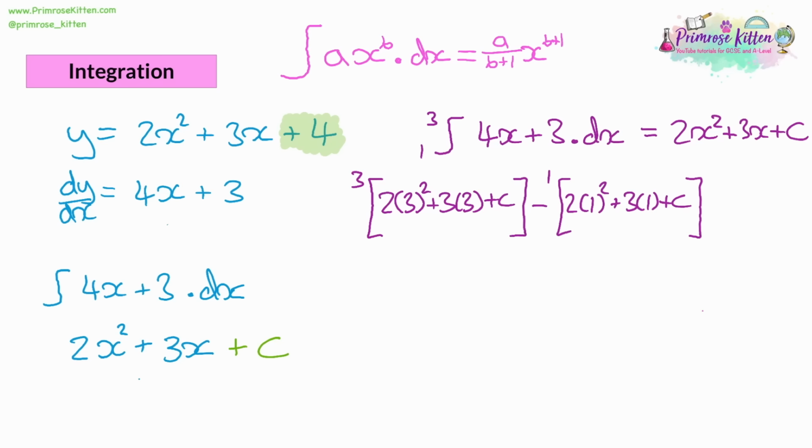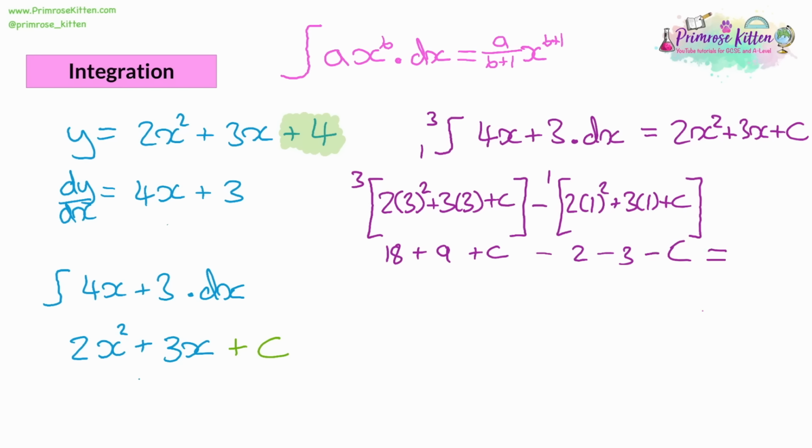And then we can work this out. So 3 squared is 9, times 2 is 18, 3 times 3 is 9, plus c. Then we're taking away the second bracket. 1 squared is 1, times 2 is 2. We're taking the second bracket away, so we take that away. 3 times 1 is 3, but again, we're taking away. And then we've got the plus c. And again, because we're taking away the second bracket, we have to take away the plus c.